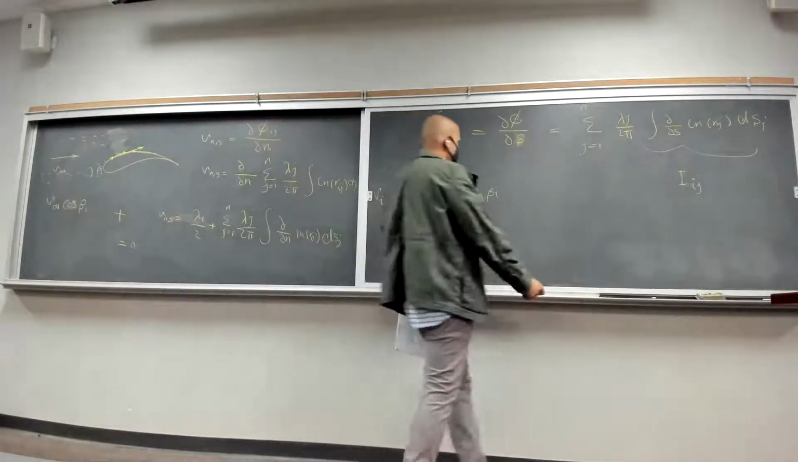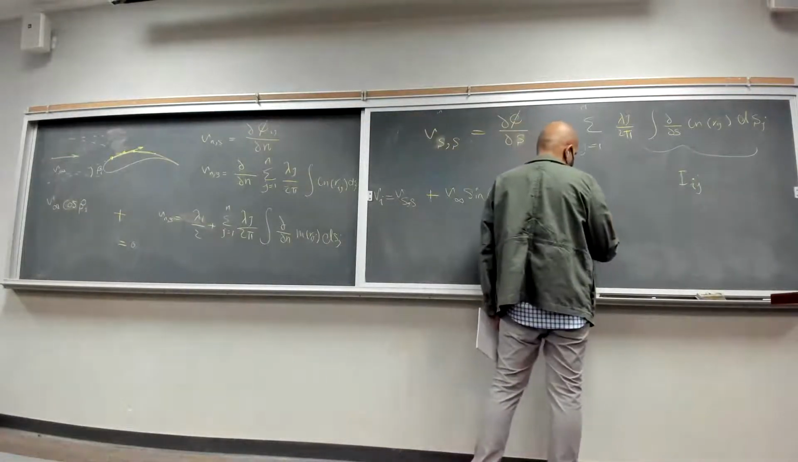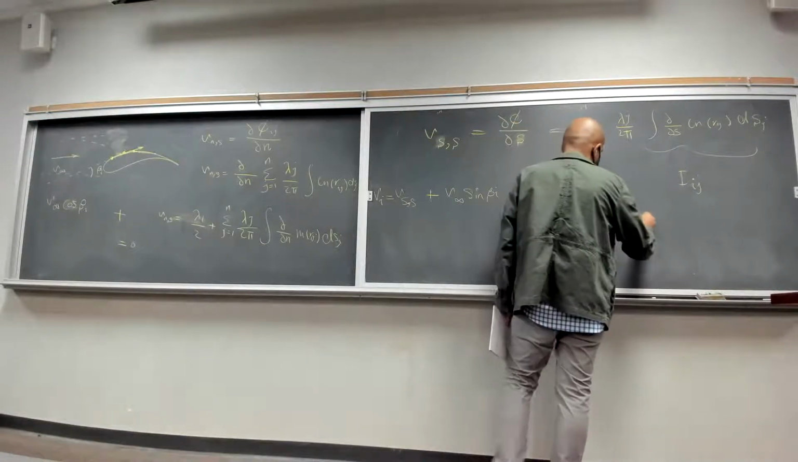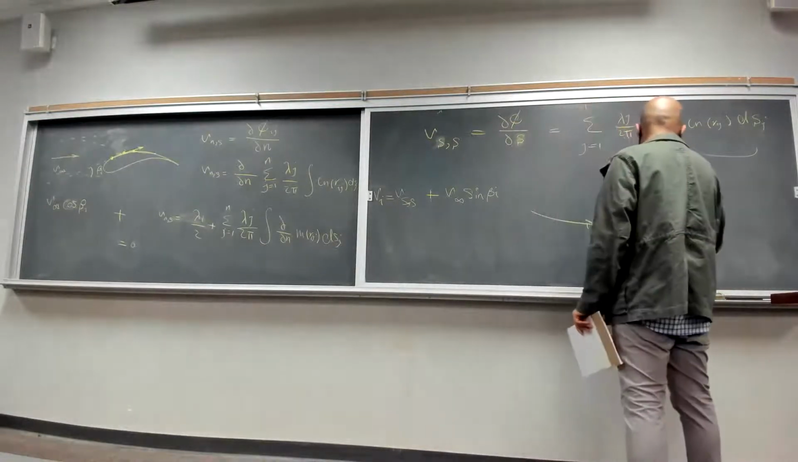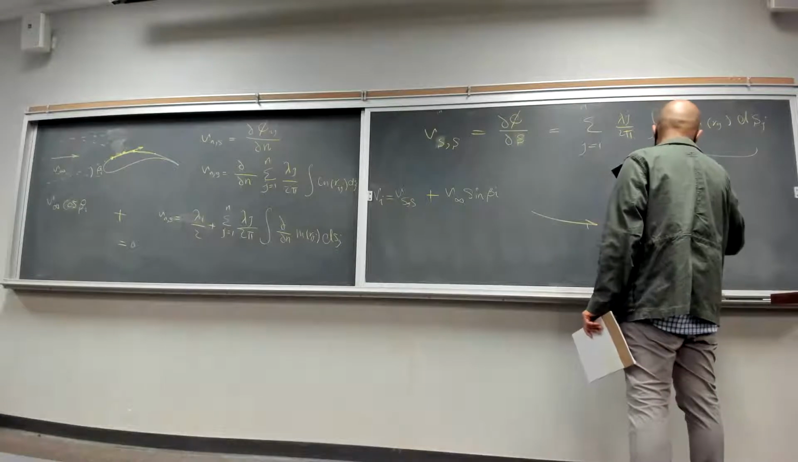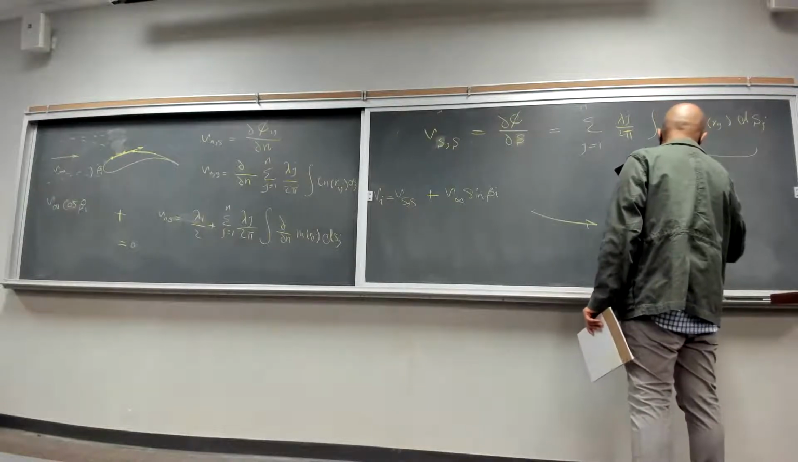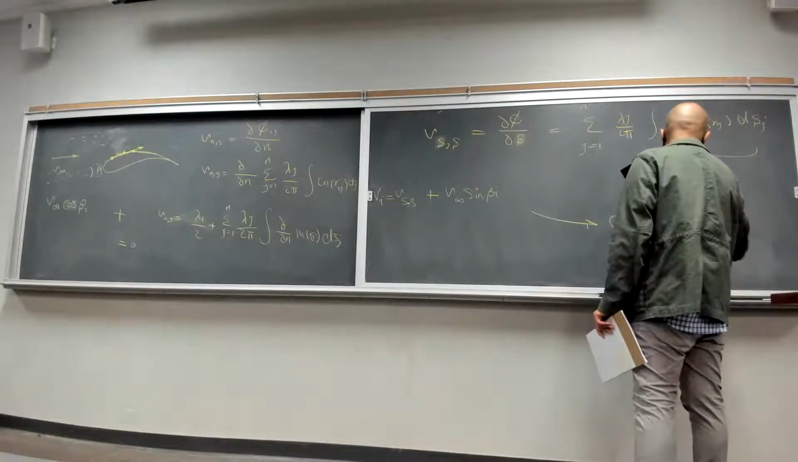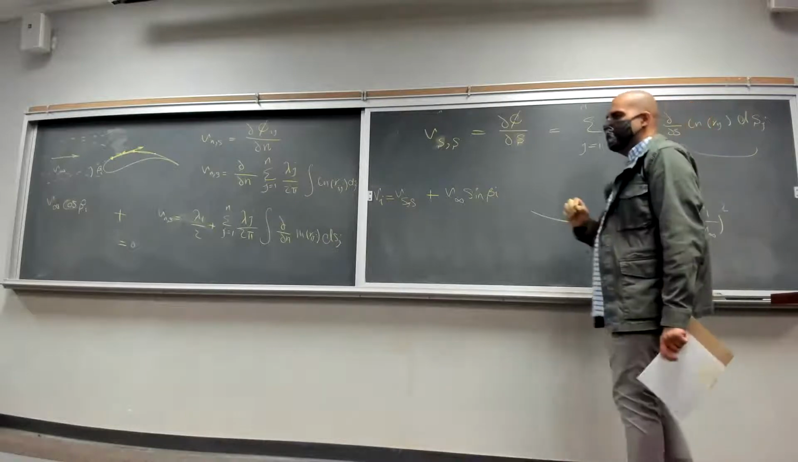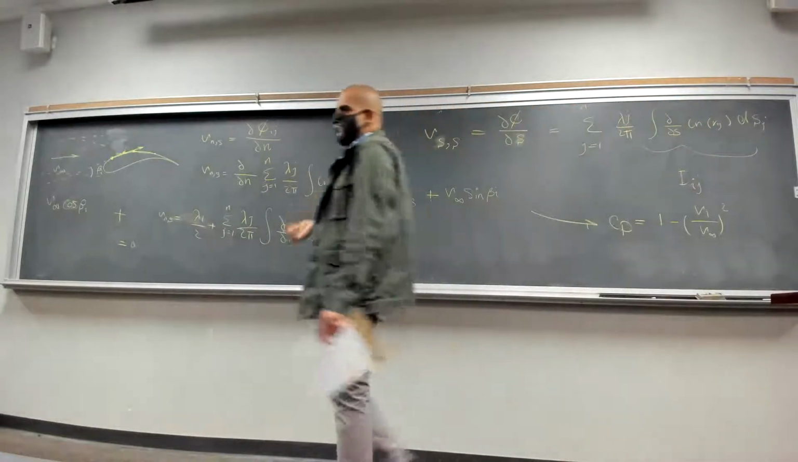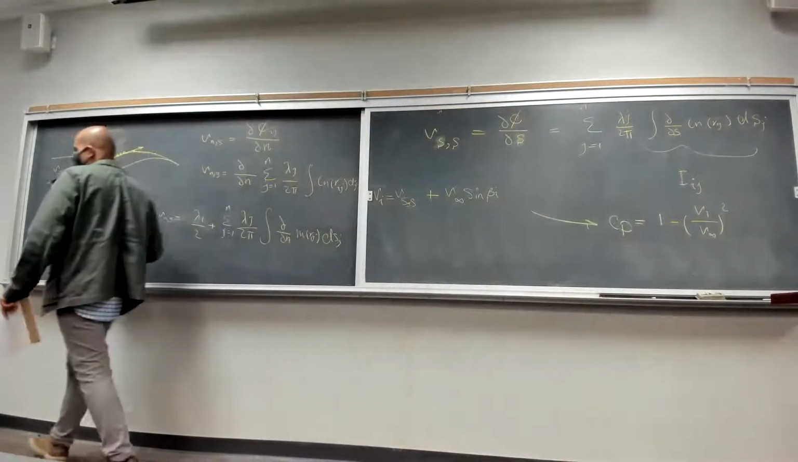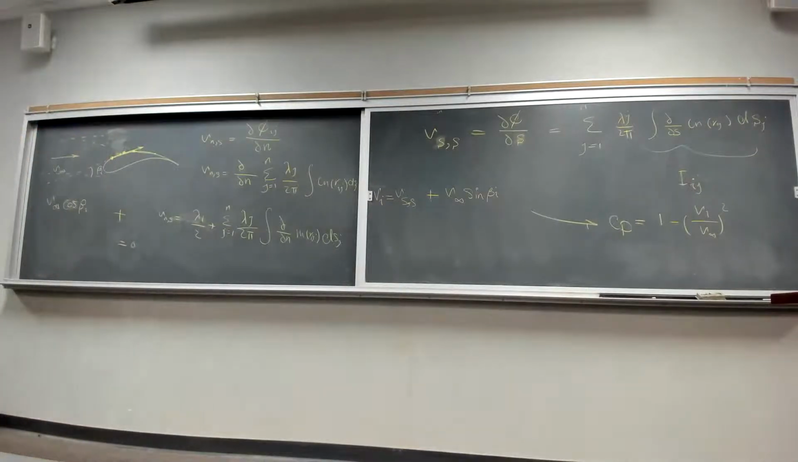What is the next step? Next step is to find the pressure distribution for each panel on each panel, 1 minus Vi divided by V infinity squared. See, a very simple methodology. Very simple.